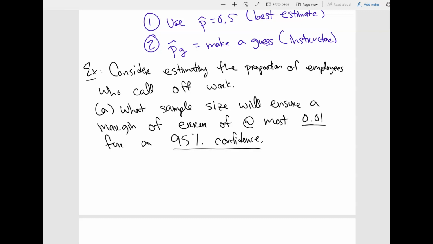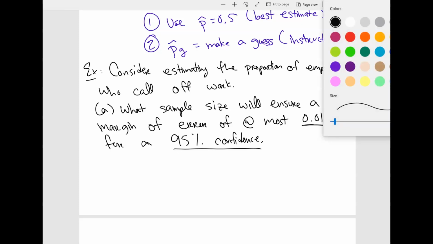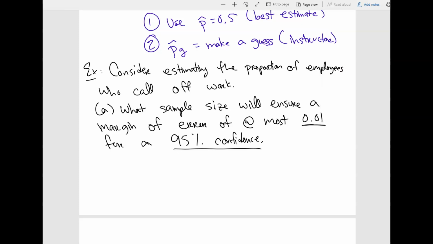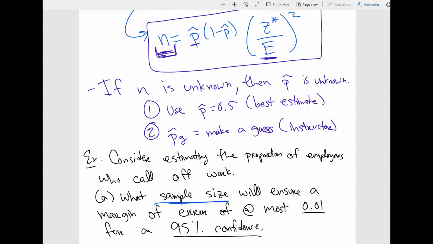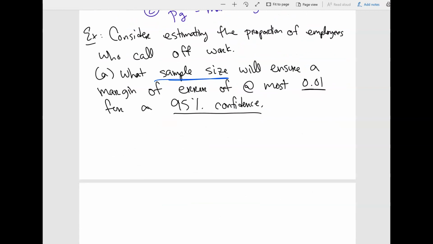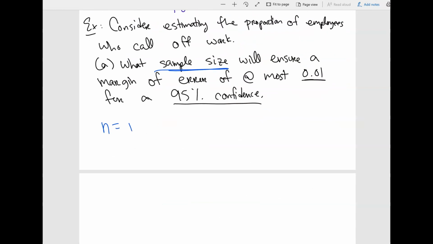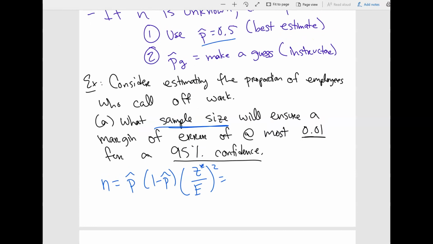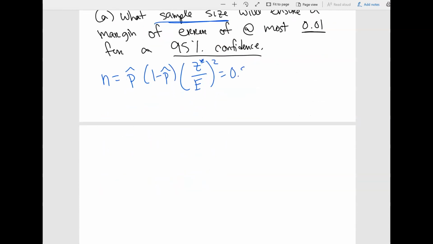Well, first let's start off by writing down the formula because here we want to figure out the sample size. Remember, N here is the sample size. So N equals P hat times 1 minus P hat, times Z star over E, squared. Notice here we are not given P hat. So we're going to use the best estimate, which is 0.5. So I'm going to plug in 0.5 into P hat.